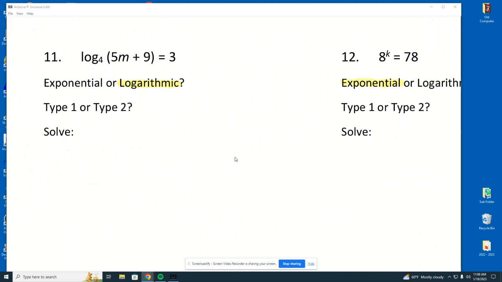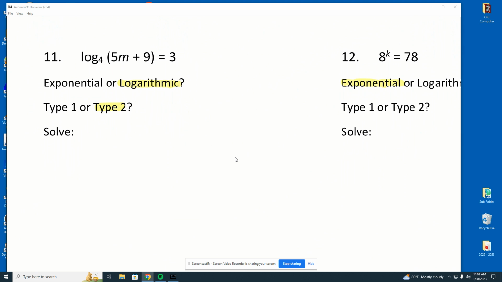Number 11. This one's logarithmic. Is it type 1 or type 2? Yeah, for the review, we would call this type 2. It's not officially type 2 of logarithms, that's just for review purposes only. So this is definitely logarithmic, and you don't have log on both sides. Point is, we're going to solve by rewriting it as a what?